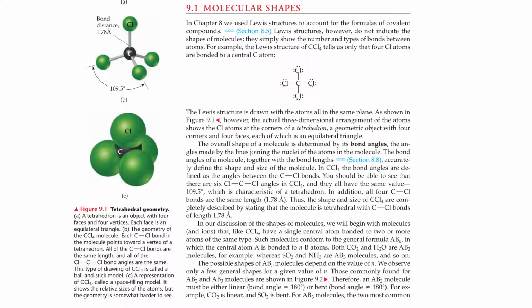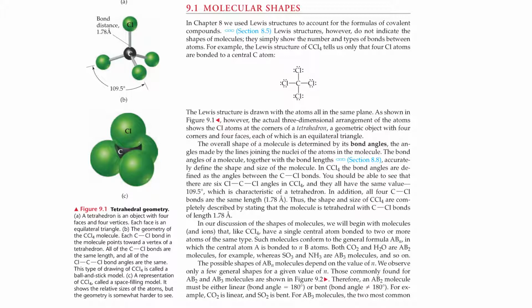The possible shapes of ABn molecules depend on the value of n. We observe only a few general shapes for any given value of n. Those commonly found for AB2 and AB3 molecules are shown in Figure 9.2. Therefore, an AB2 molecule must be either linear, with a bond angle of 180 degrees, or bent, with a bond angle not of 180 degrees. For example, carbon dioxide is linear, and sulfur dioxide is bent.